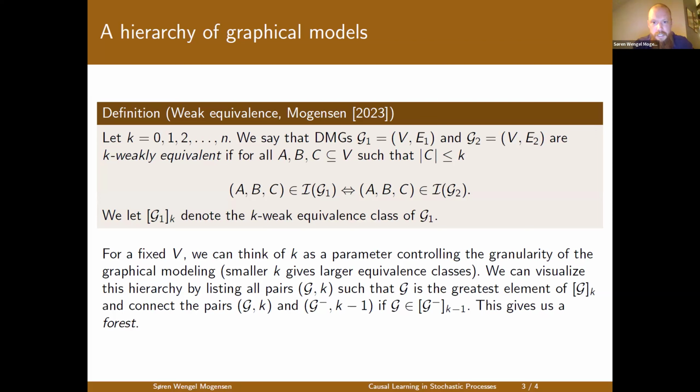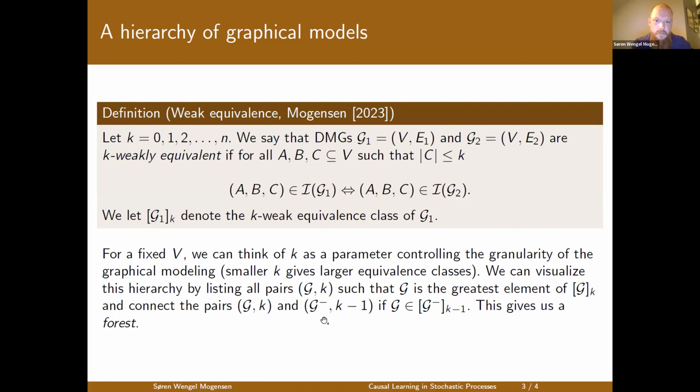So on the next slide, what I'm doing is essentially connecting the pairs (G, k). The pair (G, k) means that G is a greatest element of its k-weak equivalence class. So I'm connecting (G, k) and (G', k−1) if G is equivalent with G' at k−1. I don't think this made sense to anyone, so I'll just show you on the next slide.